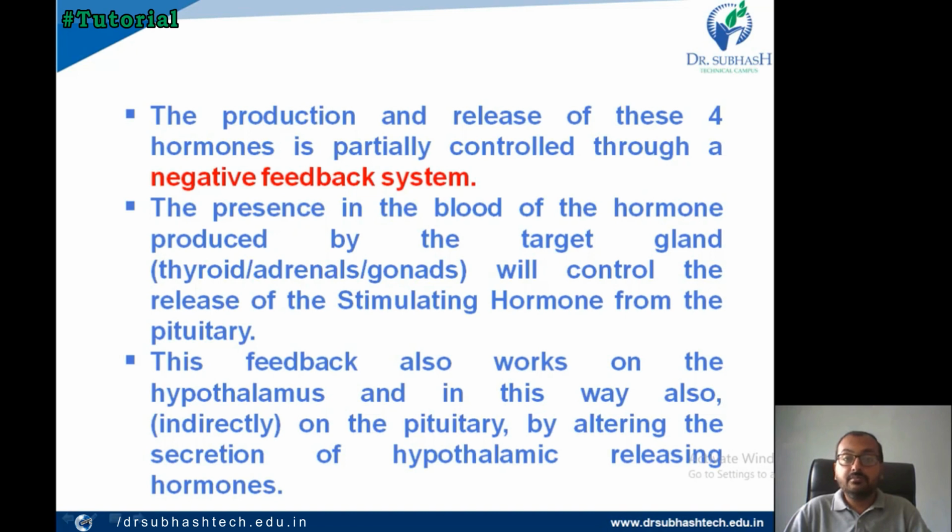The presence in the blood of the hormone produced by the target gland, that is thyroid, adrenals, gonads, will control the release of the stimulating hormone from the pituitary. This feedback also works on the hypothalamus, and in this way also, that is indirectly, on the pituitary by altering the secretions of hypothalamic releasing hormones.